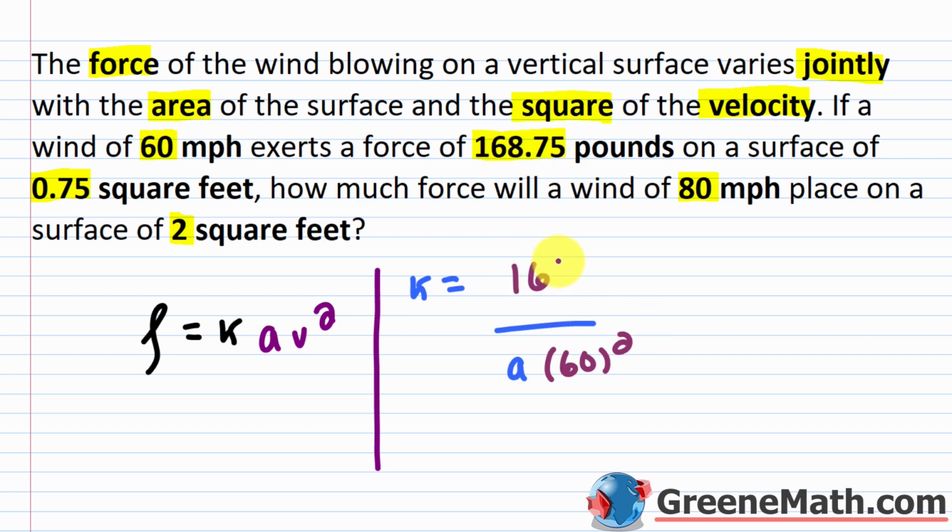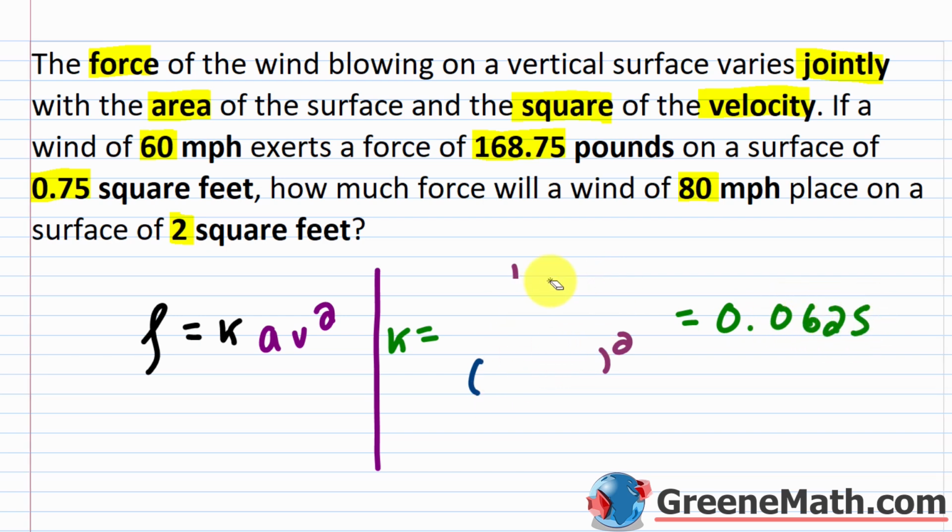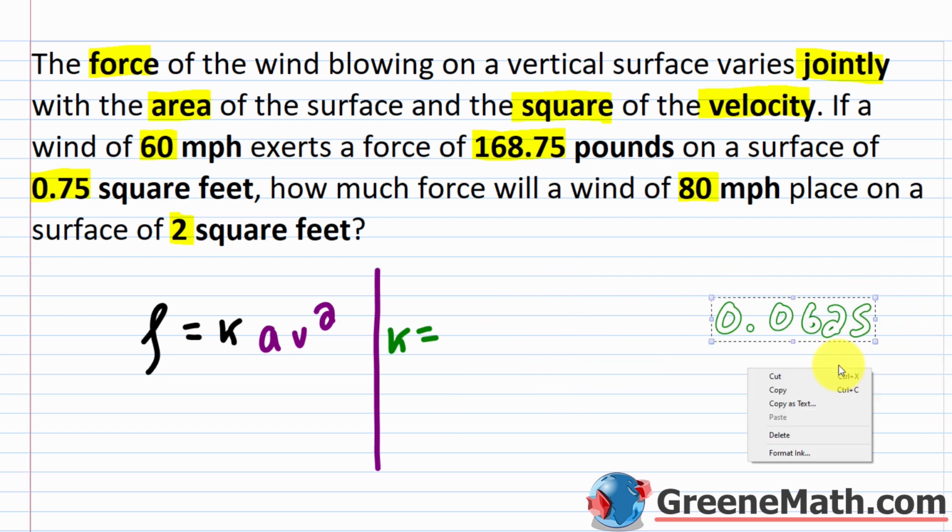168.75 on a surface of 0.75 square feet. So we're plugging in 0.75 for the area. We'll key this into the calculator. So I get 0.0625. Okay, let me erase this, and I'll just slide this down over here.